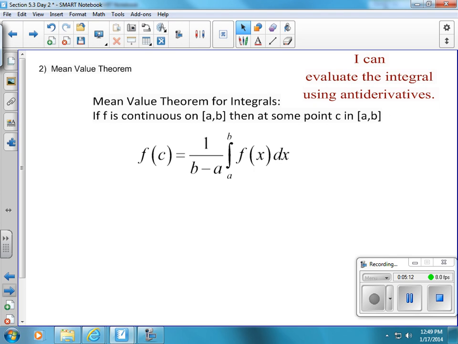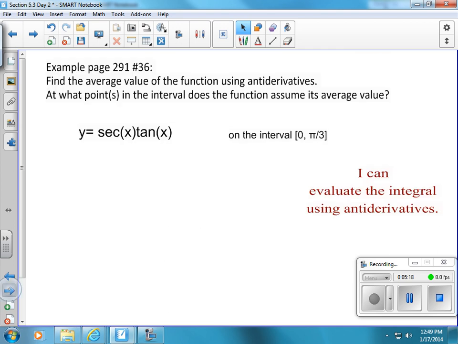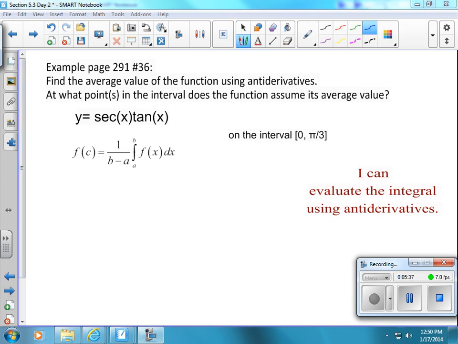And we have the mean value theorem for integrals, which we've already talked about. So this is a little review slide. But now we're going to use the average value of the function, and this is page 291, number 36. And we want to know the point where this function assumes its average value. So let me get our formula from the other page. All right, so we have our formula.